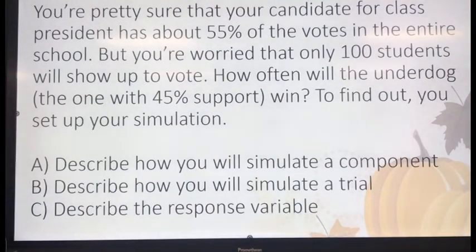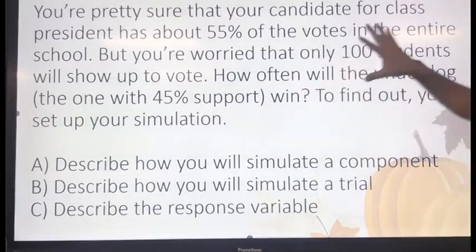We're pretty sure that your candidate for class president has about 55% of the votes in the entire school. Maybe we could change this to prom king or prom queen. But you're aware that only 100 students will show up to vote. How often will the underdog win that has 45% of the support? To find out, you need to set up your simulation.